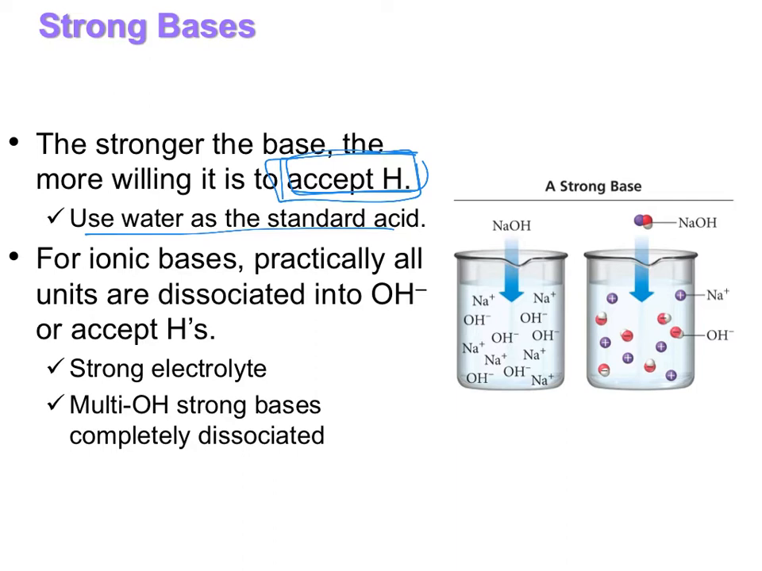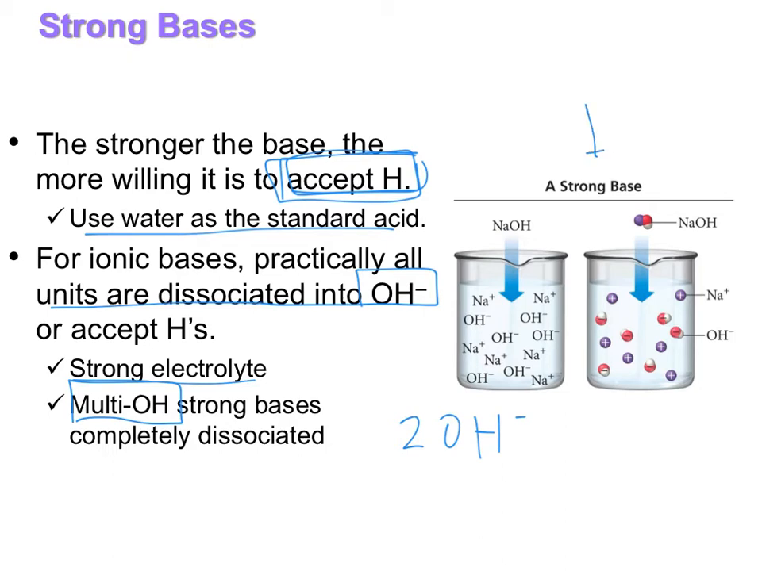For ionic bases, practically all the units are dissociated into hydroxide. This means they are strong bases, and they are strong electrolytes overall. If you have multi-hydroxide strong bases, for example the one we discussed earlier that had 2 total OHs, or 2 hydroxides, these also completely dissociate.